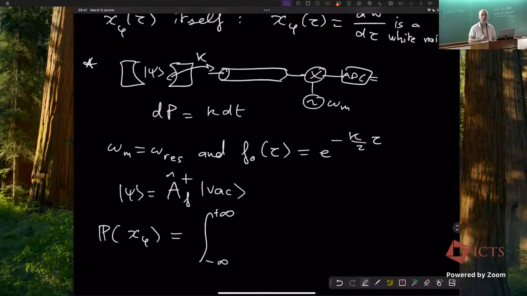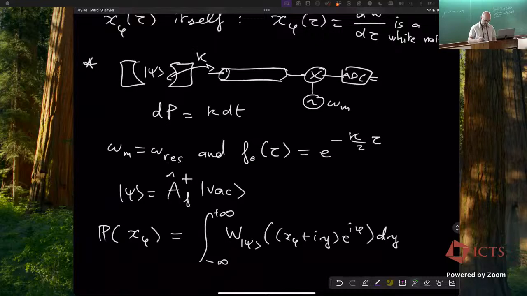So the probability to find a given value x_phi of this homodyne measurement is given by the marginal of a quasi-probability distribution, which is called the Wigner function. If we are in state psi, we can compute what's called the Wigner function of the state psi. I'll show you its definition in a second. The probability that this homodyne measurement finds the outcome x_phi is given by the marginal of the Wigner function, taken on all the complex numbers which have the right value of x_phi.